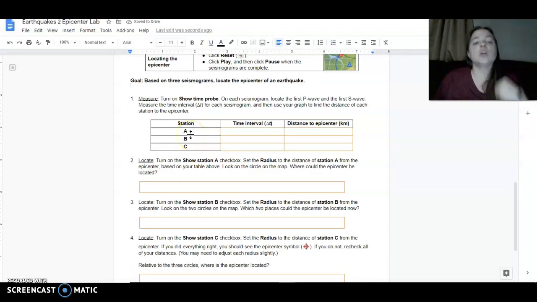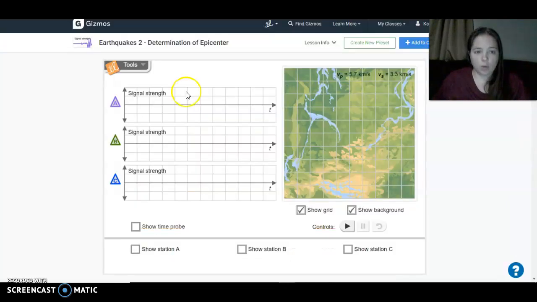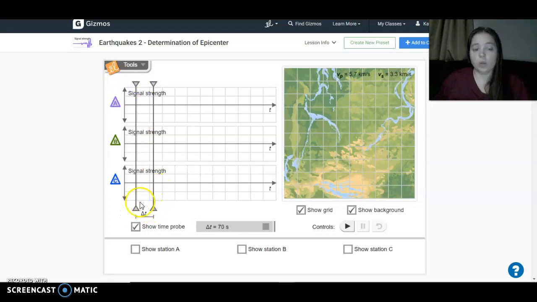The first thing you're going to do is turn on show time probe. So I'm going to turn this on. You saw that I was messing with them. We were messing around with the time probe in the last one. This one goes wherever the start of the S wave is. This one goes wherever the start of the P wave is.